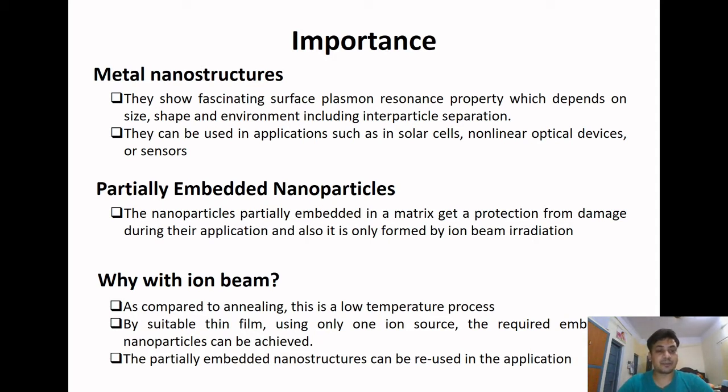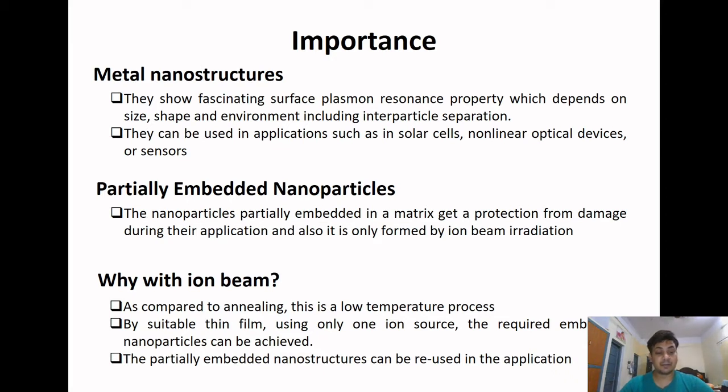So, what is the importance of these partially embedded nanostructures? These partially embedded nanoparticles in a matrix get protection from damage during their application, and they are only formed by ion beam irradiation. So, what is the importance of this ion beam irradiation? Compared to other methods, this is a low temperature process, while many processes may cause defect formation and other problems at high temperature. So it is very useful.